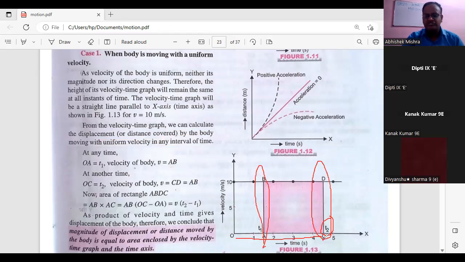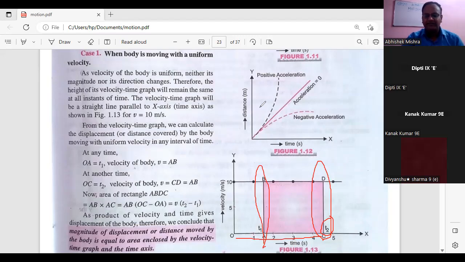CD. BD. Very good, CD. And now can we say, since it is a square, that CD is equal to AB? Yes or no? Yes, sir. Here it is, the two sides are equal.